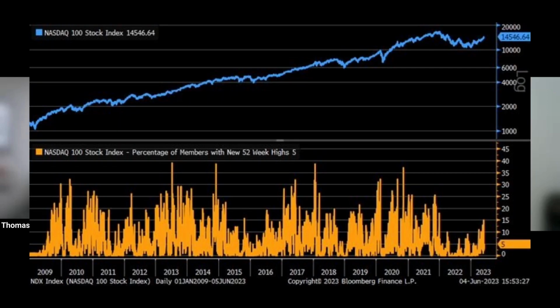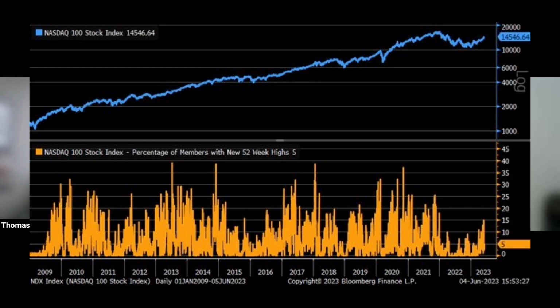So let's talk about the NASDAQ 100 too. We're going to bring in the NASDAQ. This is also a market cap weighted index, and breadth of the NASDAQ still looks unimpressive. Only 5% of members have made new 52-week highs. And you'll find many of the same top holdings we're talking about in the S&P in the NASDAQ as well.